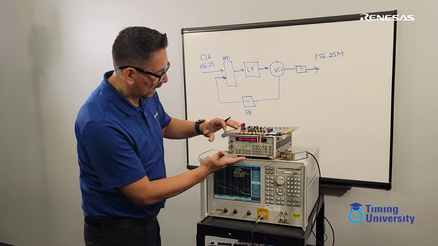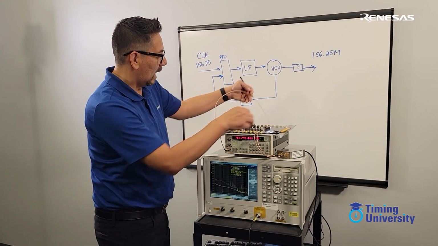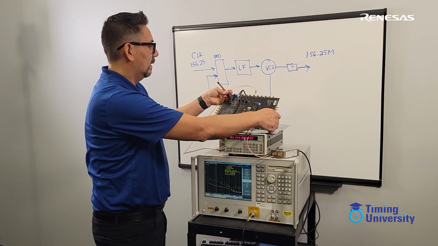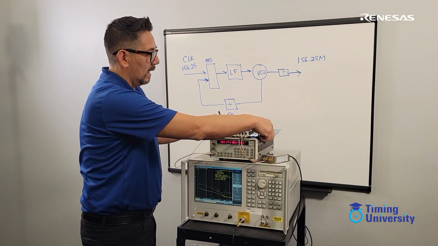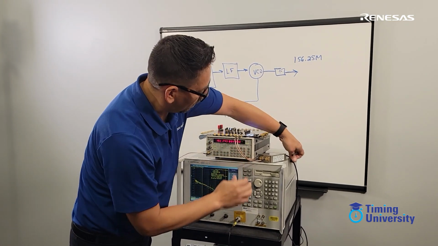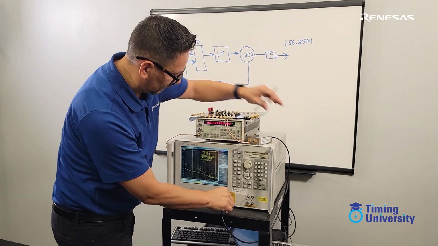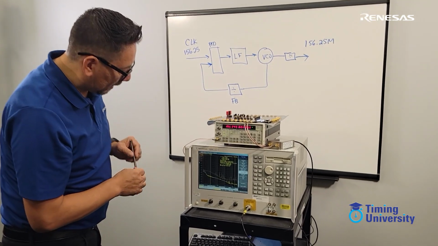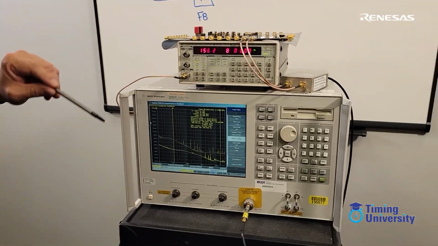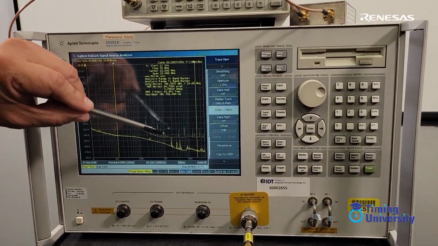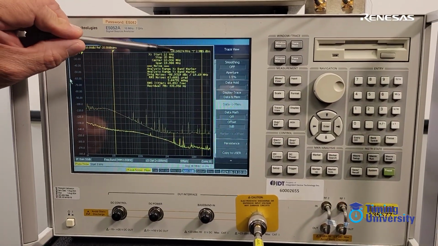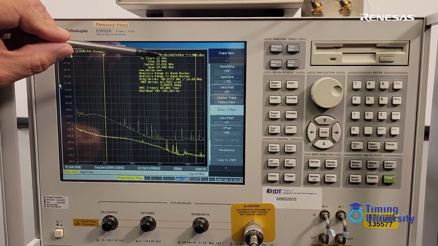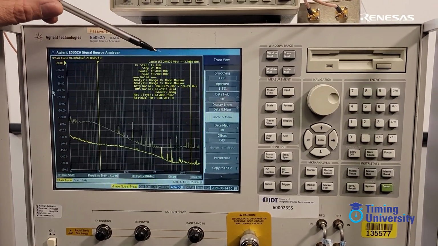Okay, so I've taken the output of the generator, I've connected it into the evaluation board, and I've taken the output of the evaluation board and through a balun, I've connected it to the phase noise system. So let's go ahead and zoom in. And right now the board is running, but the clock is not active. So if we take a look at the frequency, it's just slightly below 156.25.